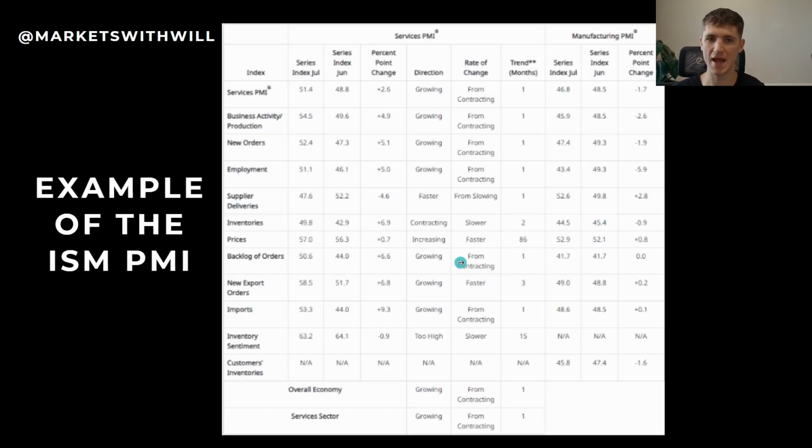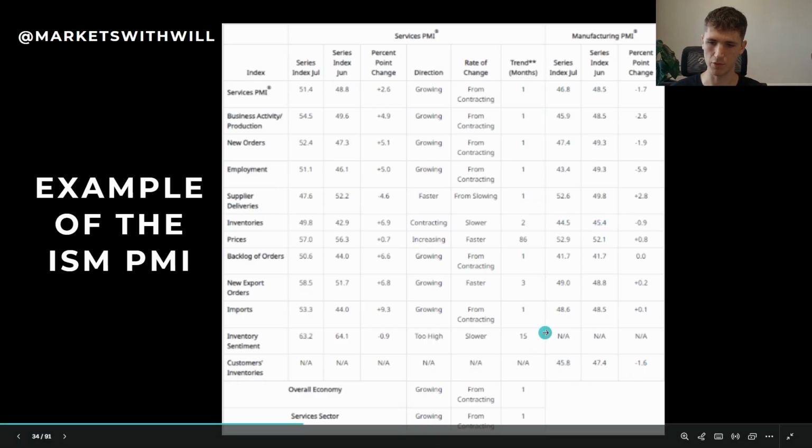Now, let's talk about how to actually read this. As you can see at the top here, we have services PMI and manufacturing PMI. The left side is services PMI, which covers finance, retail, hospitality, healthcare, transport, etc. You can see some of these categories at the bottom here in different numbers. Have a look through this as well. On the right side is manufacturing. So it covers factories, production, goods, and industrial output as well, which also have different outputs.